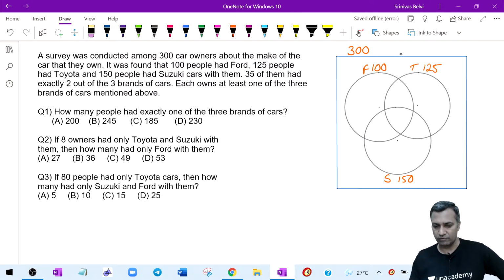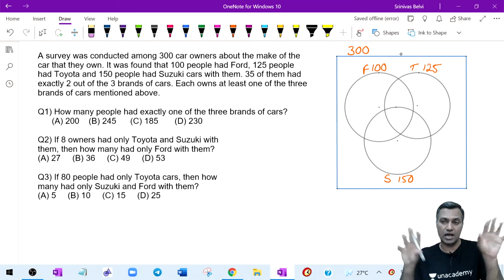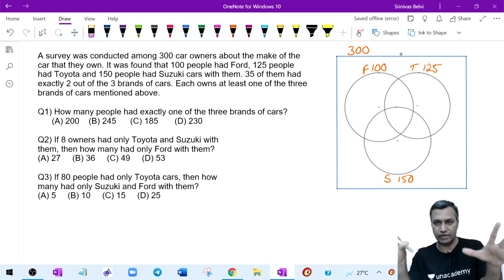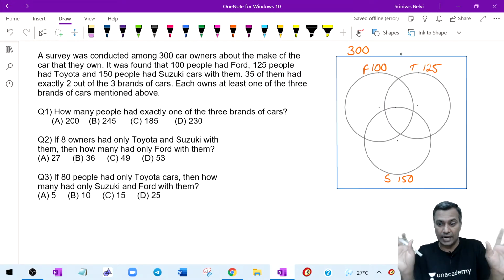35 of them had exactly two of the three brands. Now think about it, which means X here, Y here, Z here. All three numbers put together is 35. Now don't immediately write X, Y, Z and start writing X plus Y plus Z is equal to 35. Stop that. Always the variable is the last thing that we write. We never start with variables. We end with variables maybe if there is no way out, and then we try to figure out something there. But we never begin with the variables.